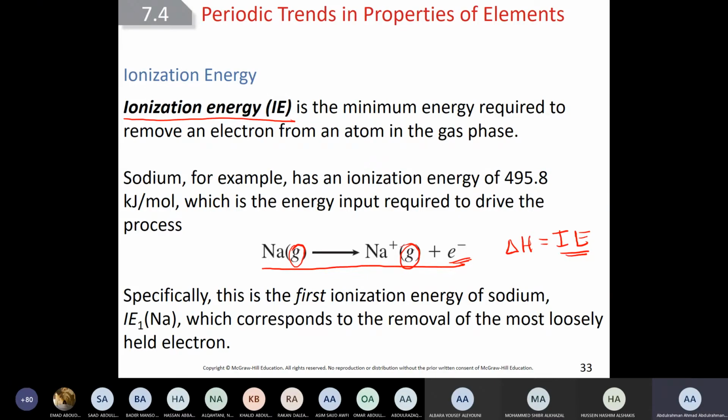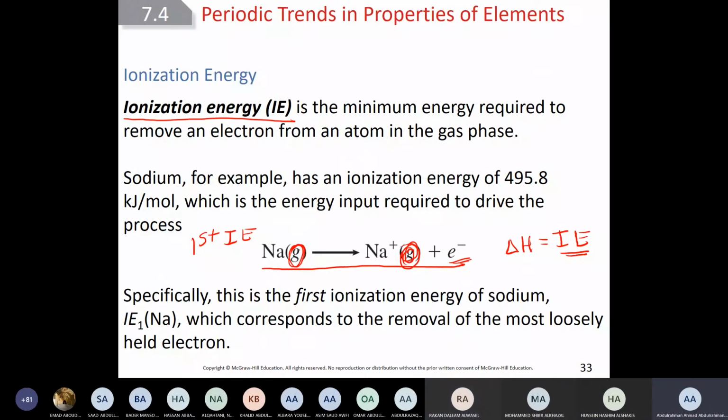When you take the first electron, you call it first ionization energy. First ionization energy. Clear? The element should be in its gaseous state. It must be gas. Look at here, the word gas and gas. It must be in gaseous state, not solid, not the naturally occurring state.